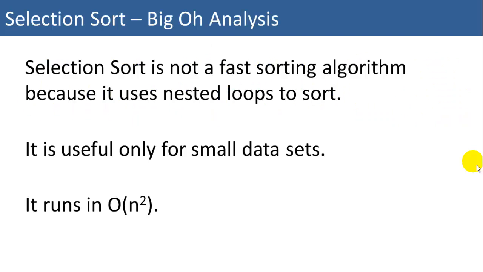So the selection sort is not a fast sorting algorithm because you can see it uses nested loops. It is useful really only for small data sets, less than 10,000 records. Anything larger than that, and there are much faster sorting algorithms. It runs in big O of n squared time because we have nested for loops.